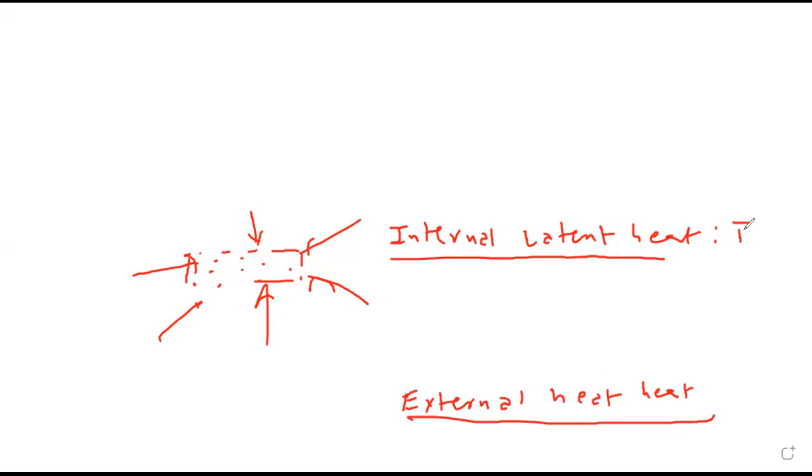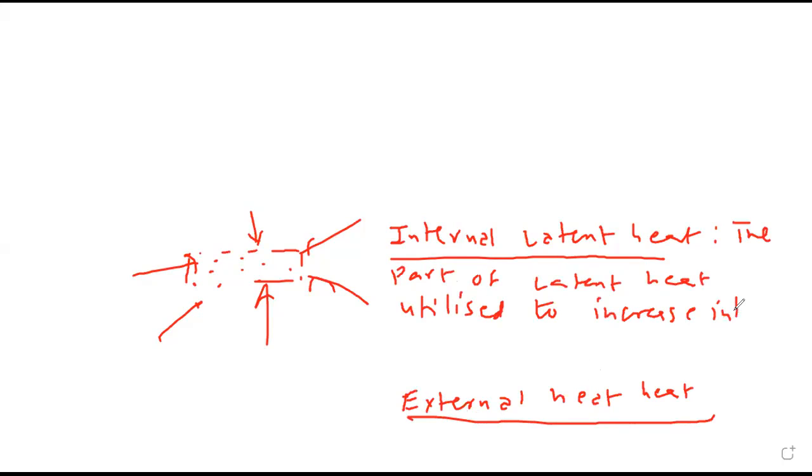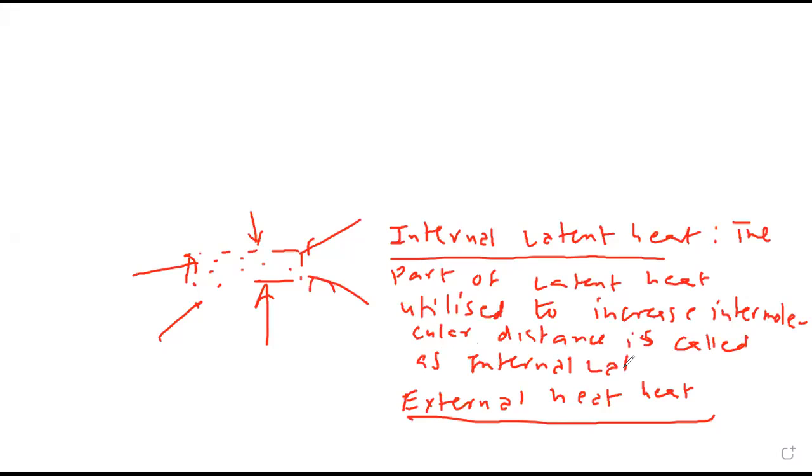Internal latent heat: the part of latent heat utilized to increase intermolecular distance is called internal latent heat. Internal latent heat is denoted by Li.